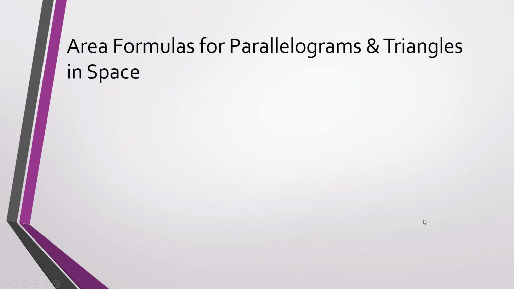All right, next up, area formulas for parallelograms and triangles in space. You might recall your formulas for parallelograms and triangles in two-dimensional geometry, right? The area of the parallelogram is equal to the base times the height. The area of the triangle is 1/2 base times height. It looks a little bit different when we're in three-dimensional space.